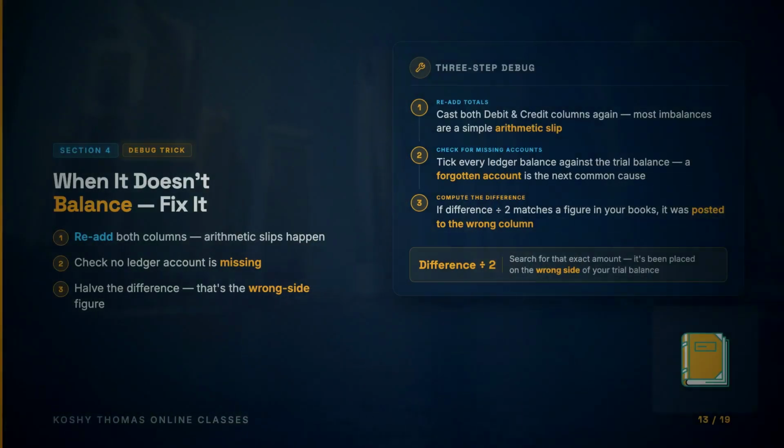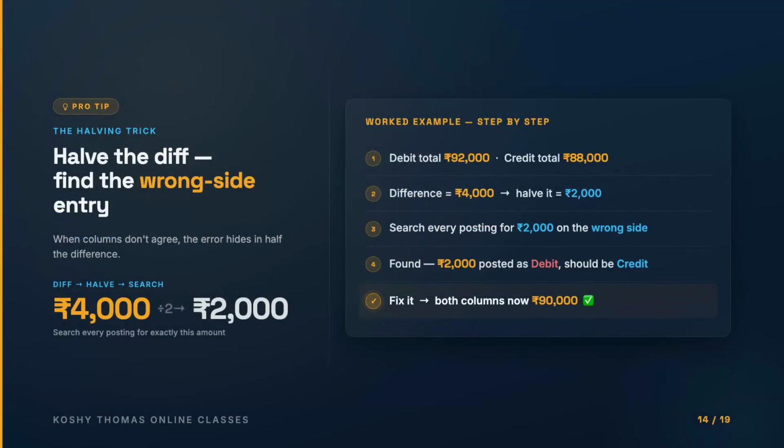So when the trial balance doesn't balance, what do you do? First, check the arithmetic. Re-add both columns. Second, check if you missed transferring a ledger balance. Third, look for a difference that is exactly half of a round number, a classic sign that you posted an amount to the wrong side. The difference is your clue. Halve it. Search for that figure in your postings.